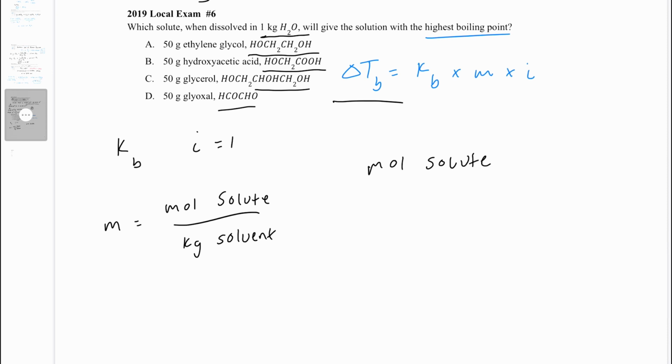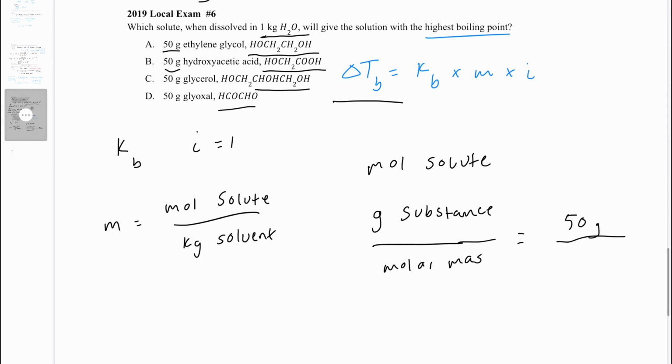So what we're really trying to see is which one of these is going to maximize the moles of solute. Remember, to find how many moles are in a substance, it's going to be the grams of that substance over its molar mass. And since we know that all of these substances are going to have the same grams, 50 grams, and we're told that from the answer choices, what we're really trying to see is which one of these answer choices has the lowest molar mass. Because having the lowest molar mass is going to maximize the amount of solute that we have. So which one of these has the lowest molar mass?